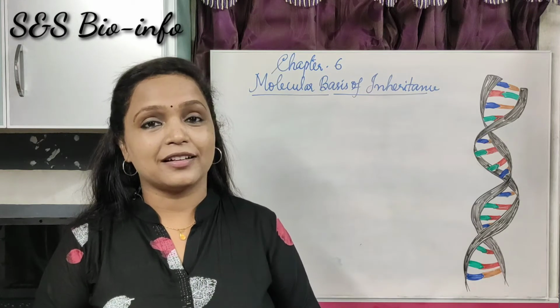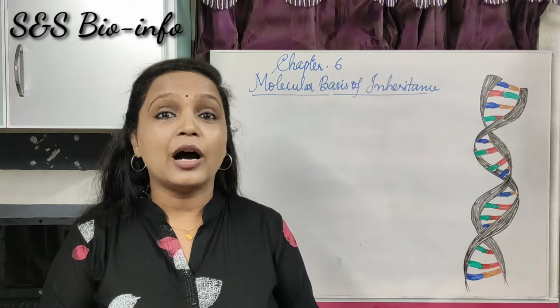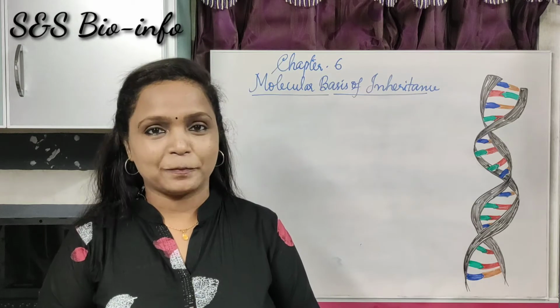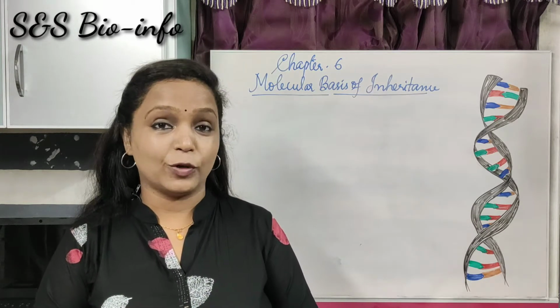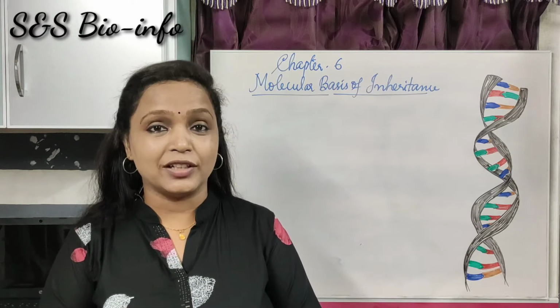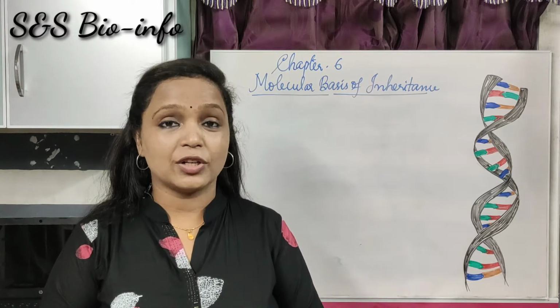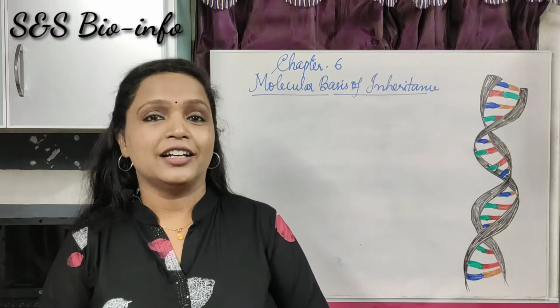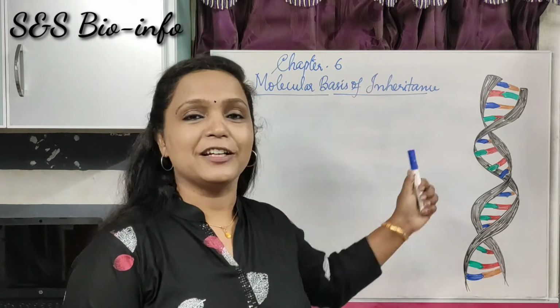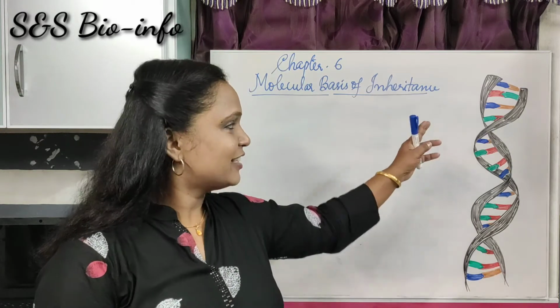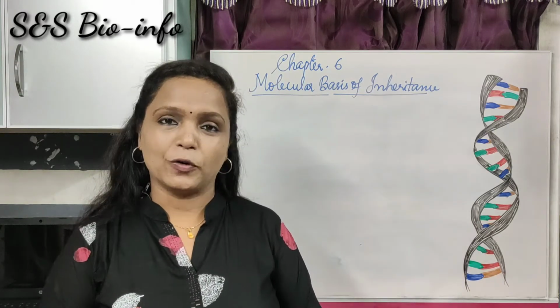In this chapter, we are going to learn how the gene looks like. What is the role of gene in the transmission of genetic material? What is the chemical structure of the gene? What is the chemical nature of the gene in the living body? So you may be familiar with this figure. This is the diagrammatic representation of DNA.